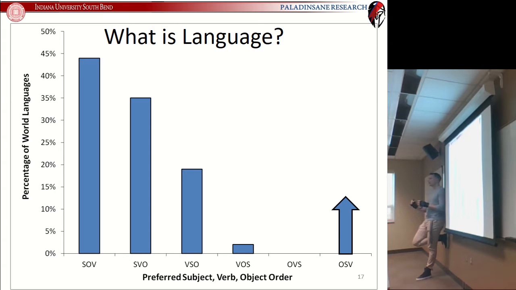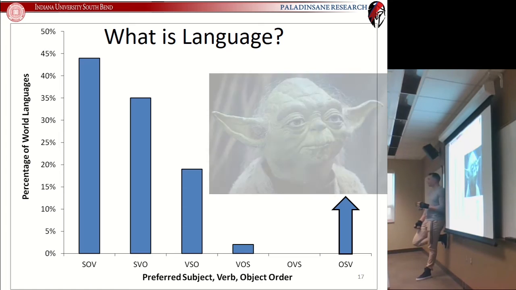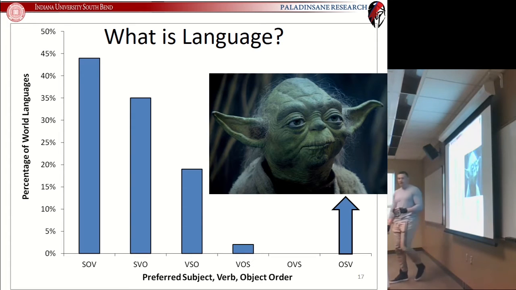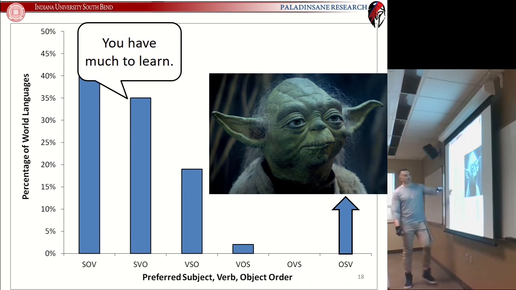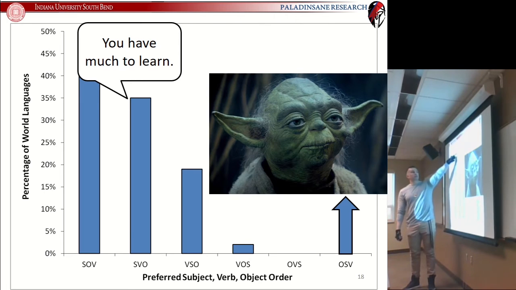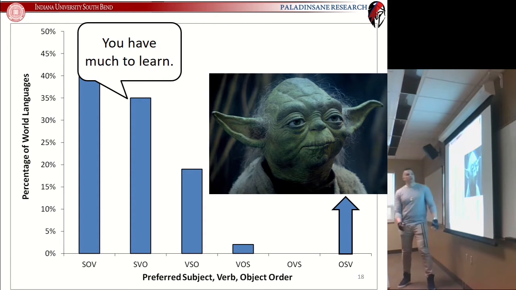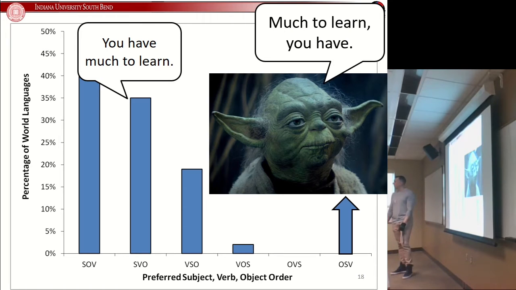Not Shakespeare. Yoda? It's Yoda. Oh, yeah. So Yoda talks in that object, subject, verb order. So instead of saying in English, you have much to learn, subject, you, have, verb, what do you have to learn? Much. You have much to learn. Yoda would say, much to learn you have, right?